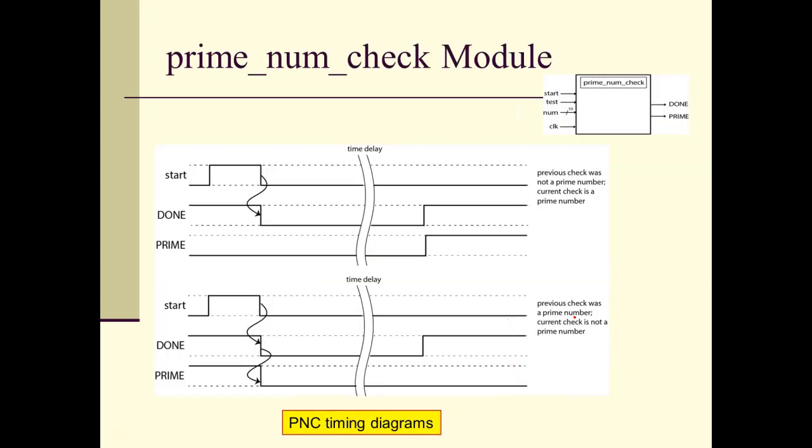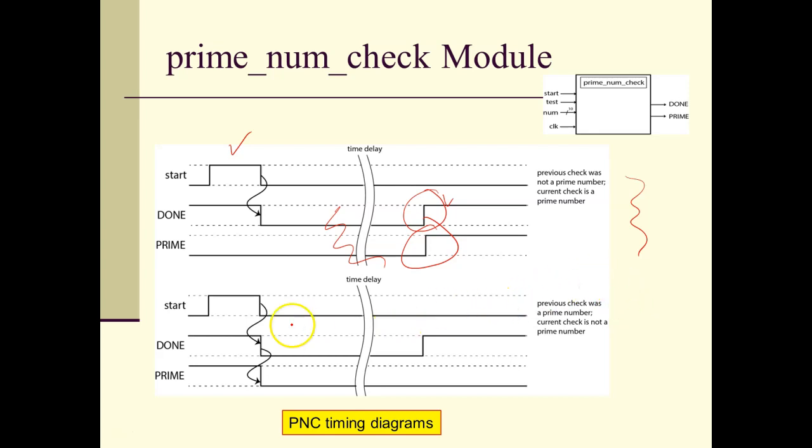So this is a basic timing diagram right here. You essentially send the start input a pulse, and that starts the process. Then there's going to be a little bit of time delay here. For this example, it completes the process by asserting done, but then the number it was checking is also prime, so it turns the prime output on as well.